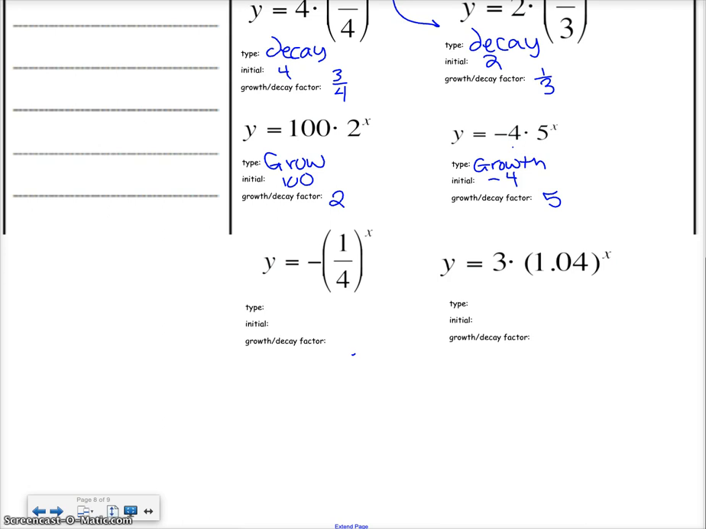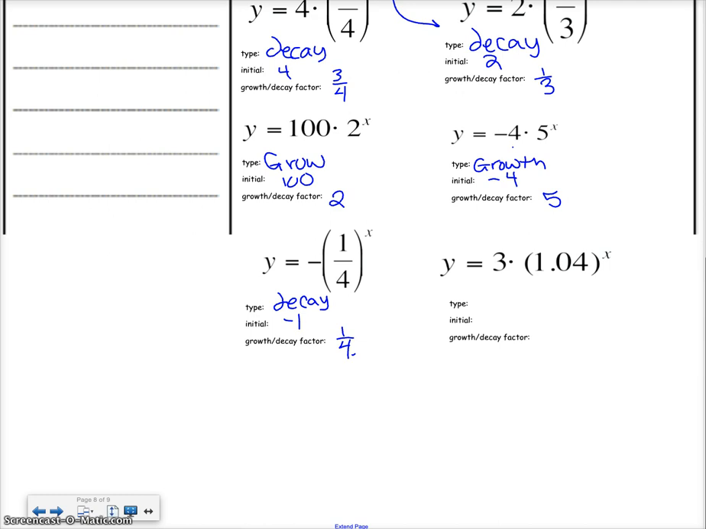Do you think you've had enough yet? Ooh, no, because this is a tricky one. It's decay. What's the initial? -1. And what is my decay factor? 1/4, or 0.25 I would put into my calculator.